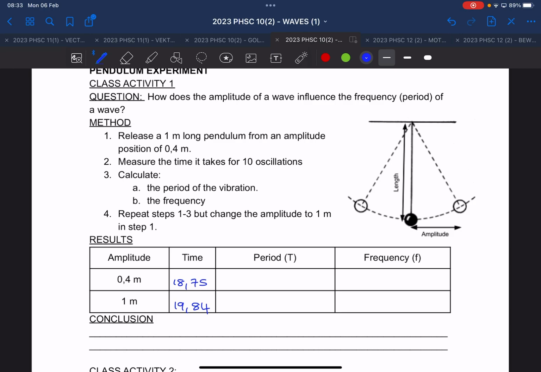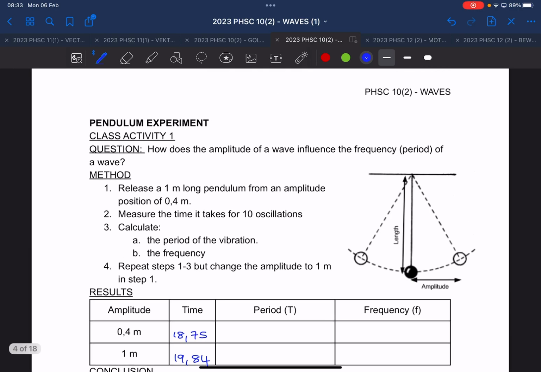Now, in this hypothesis or in this question, we must have a controlled variable or variables. What do you think in our experiment will be the controlled variables? What's your name again? Okay, what are the controlled variables? Think about what you saw.